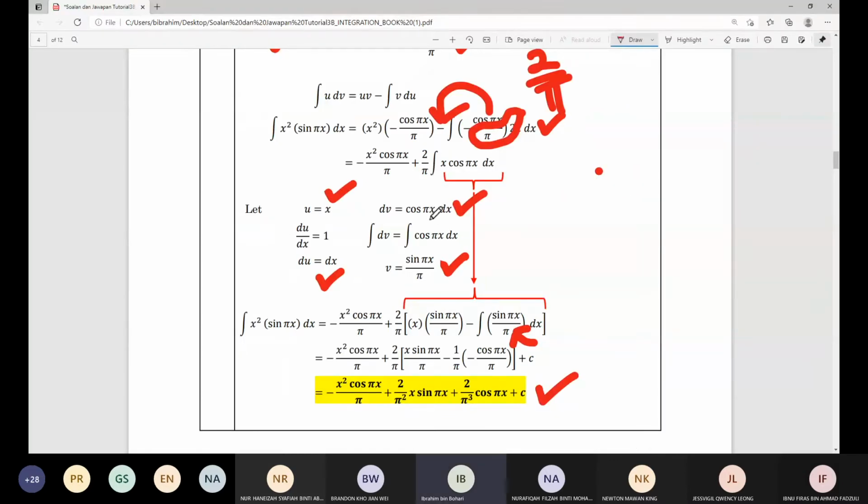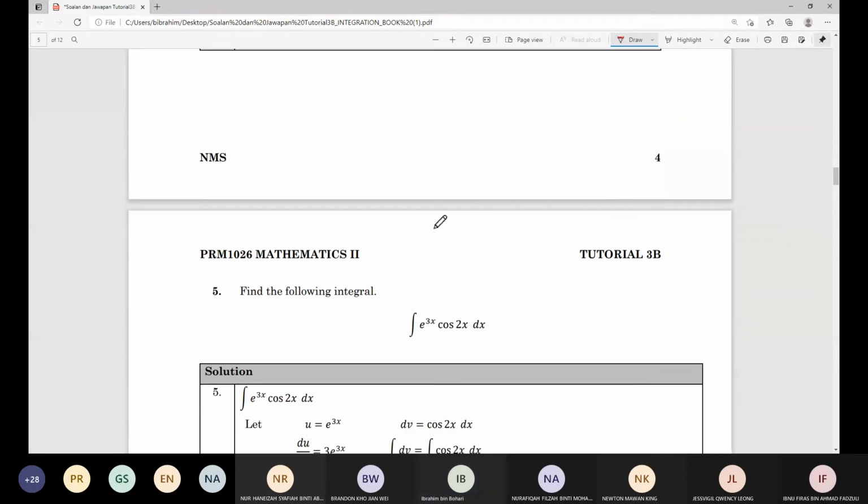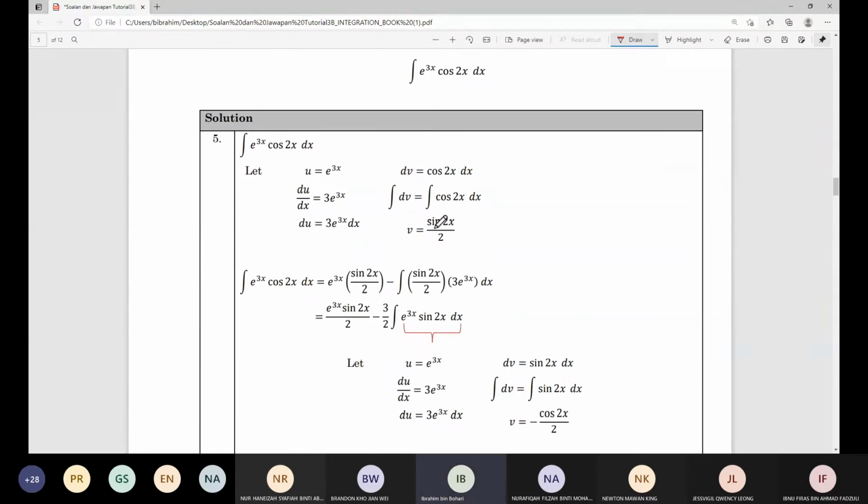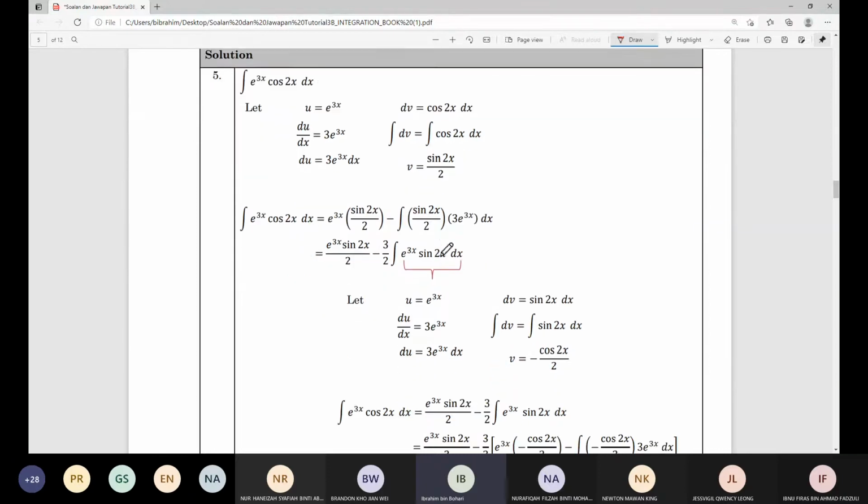Okay, settle. Question 4 and question 5. Question 5, integrate e to the 3x cos 2x dx. Question 4 and question 5 use the same method. Check first.